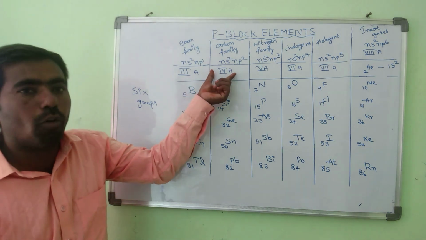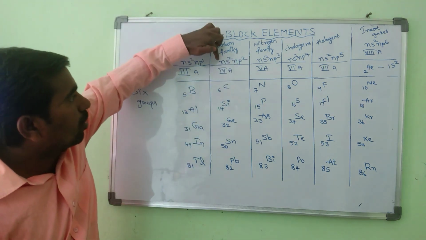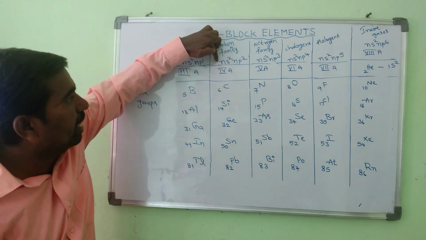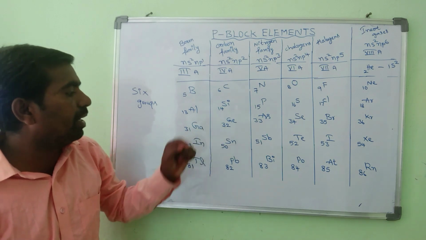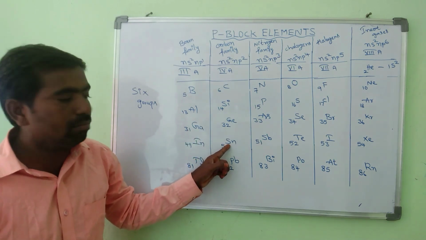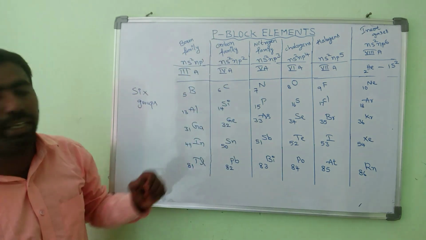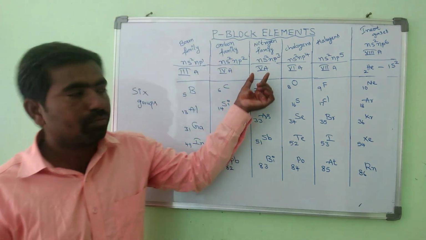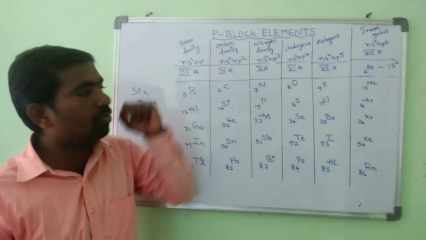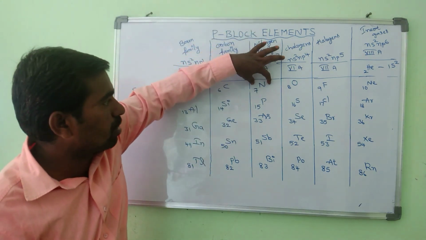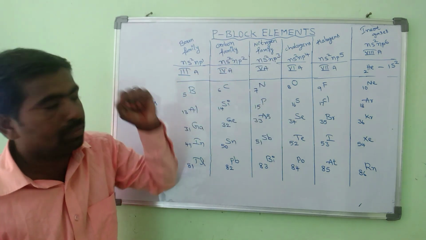The next group is 4th A, also called the carbon family. Outer electronic configuration of these elements is ns2np2. Elements: carbon, silicon, germanium, tin (stannum), and lead (plumbum). And 5th A, the nitrogen family. Outer electronic configuration is ns2np3. Elements: nitrogen, phosphorus, arsenic, antimony and bismuth.